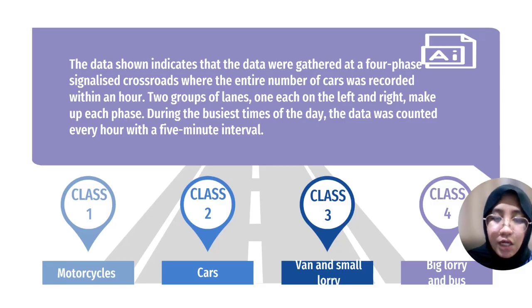The data shown indicates that the data were gathered at a 4-phase signalized crossroad where the entire number of cars was recorded within an hour. Two groups of lanes, one each on the left and right, make up each phase. During the busiest times of the day, the data was counted every hour with a 5-minute interval. Class 1, motorcycles; Class 2, cars; Class 3, van and small lorry; Class 4, big lorry and bus.